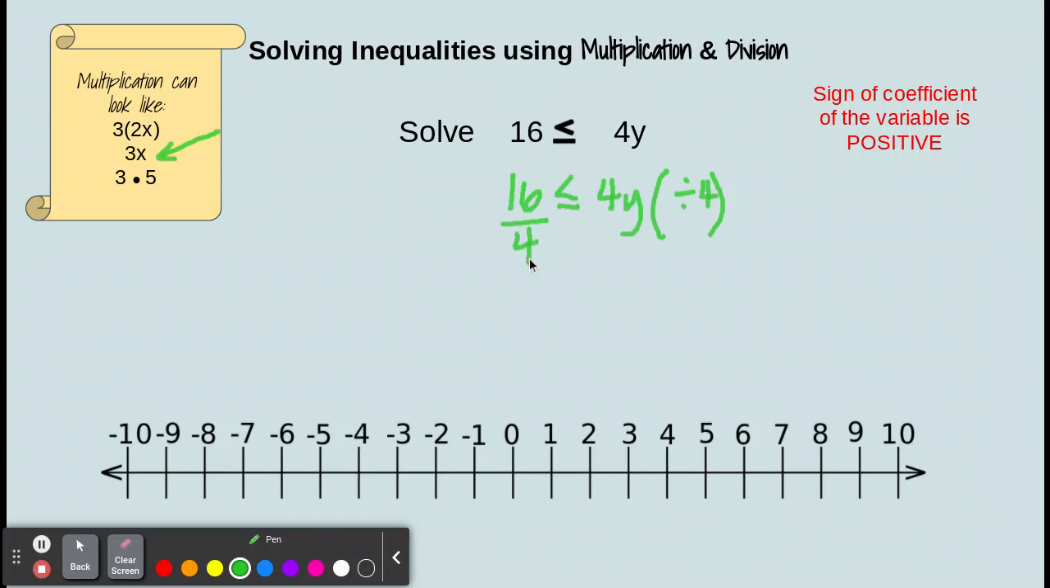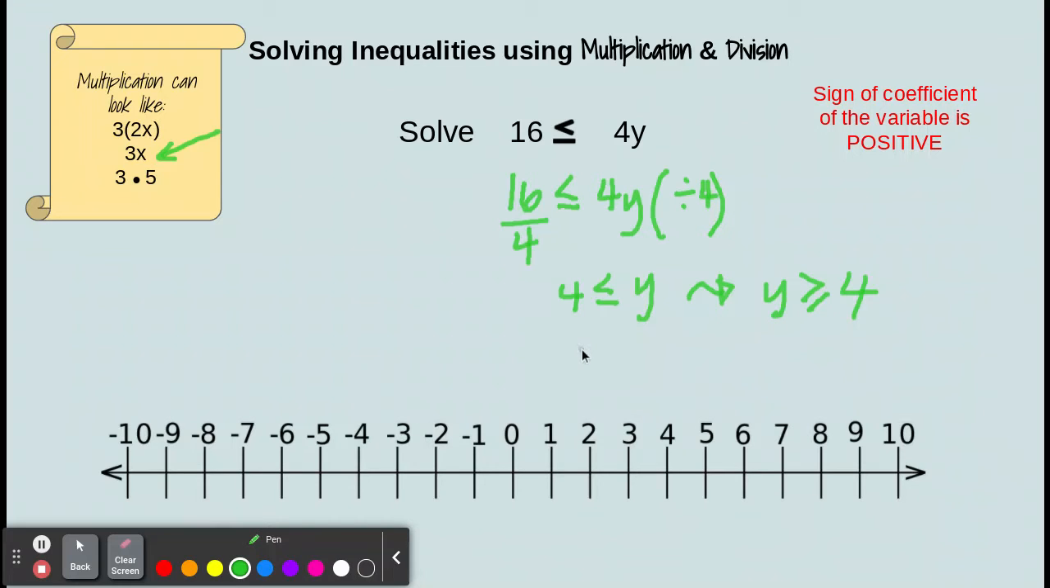16 divided by 4. Remember, you can write it this way, you can write it this way. Okay, so 16 divided by 4 is 4. And 4y divided by 4 is just y. So our solution is 4 is less than or equal to y. Actually, you would probably say it, y is greater than or equal to 4.